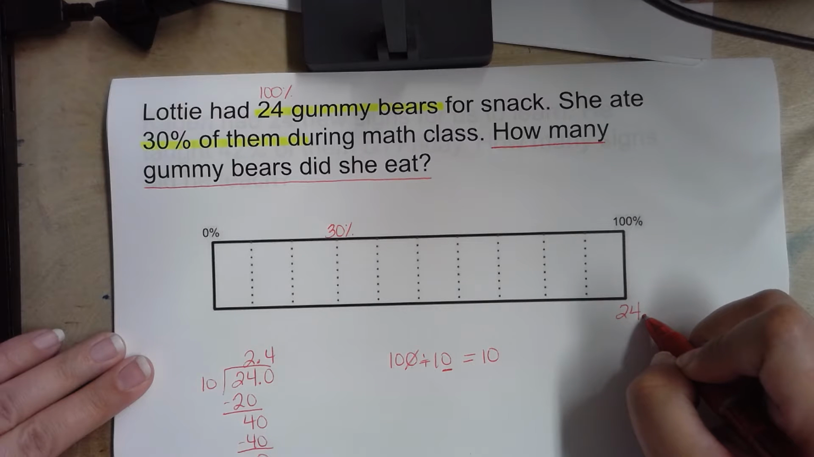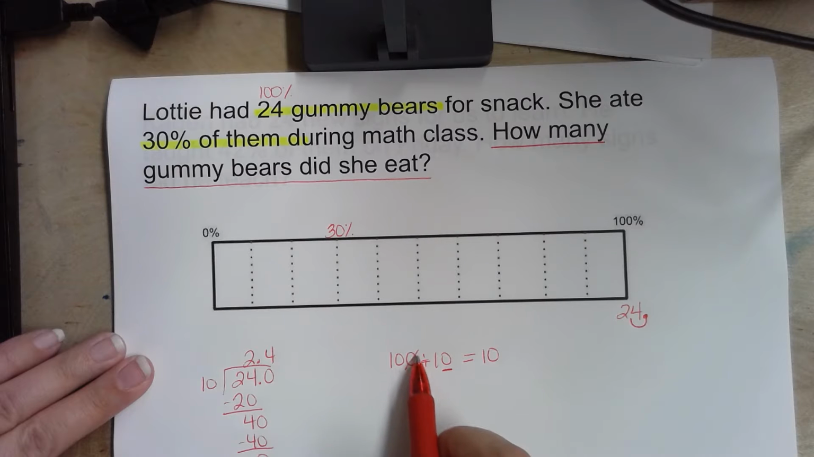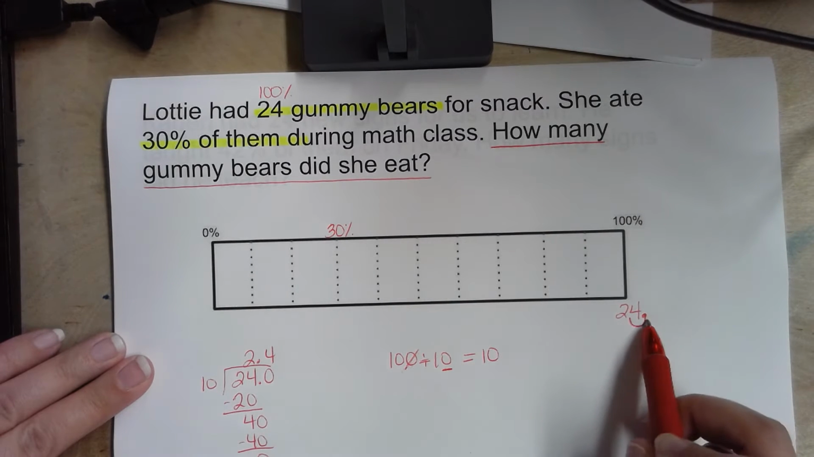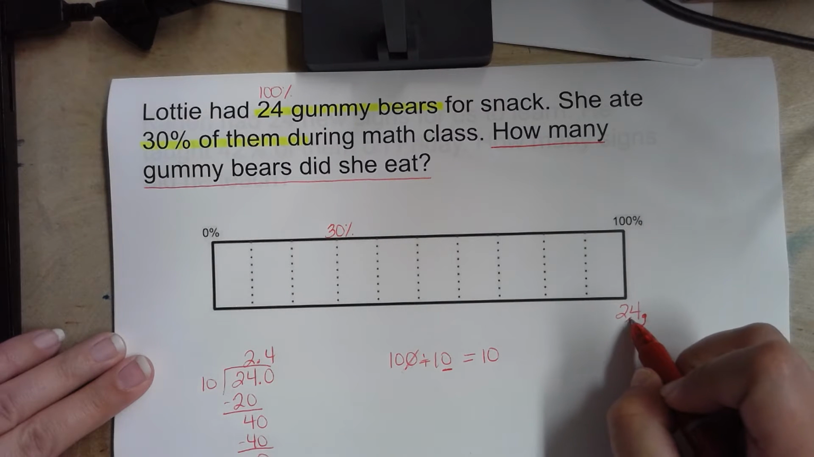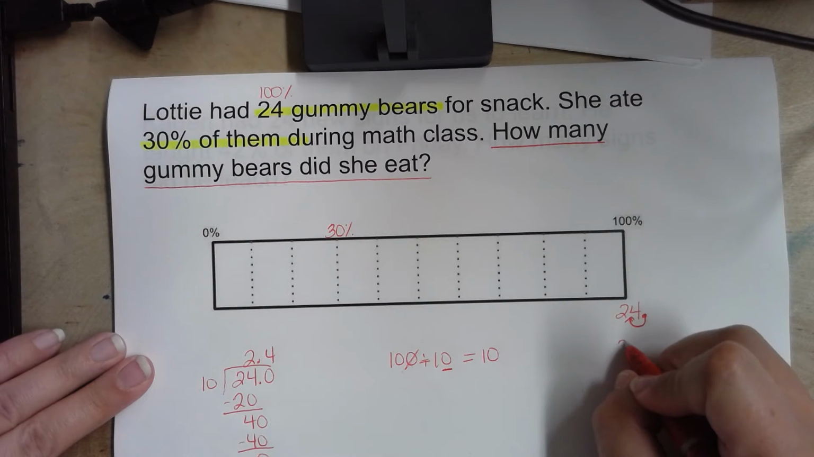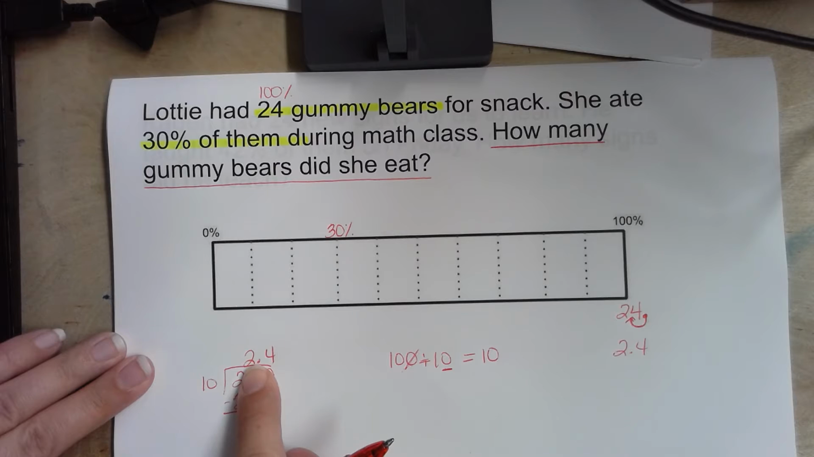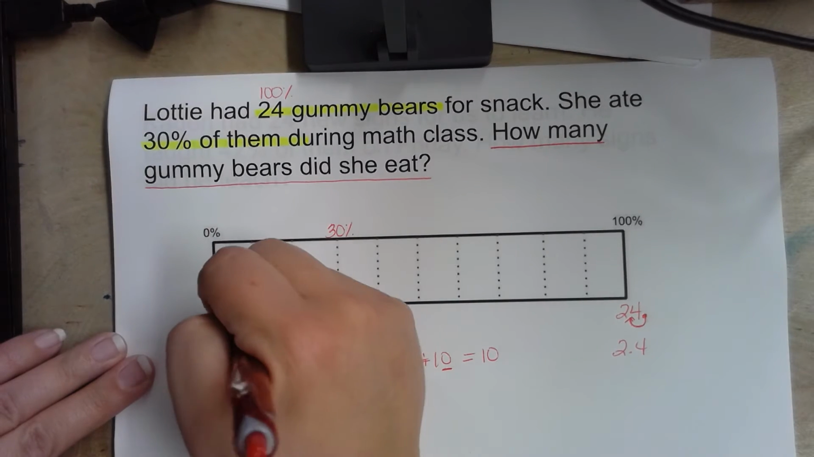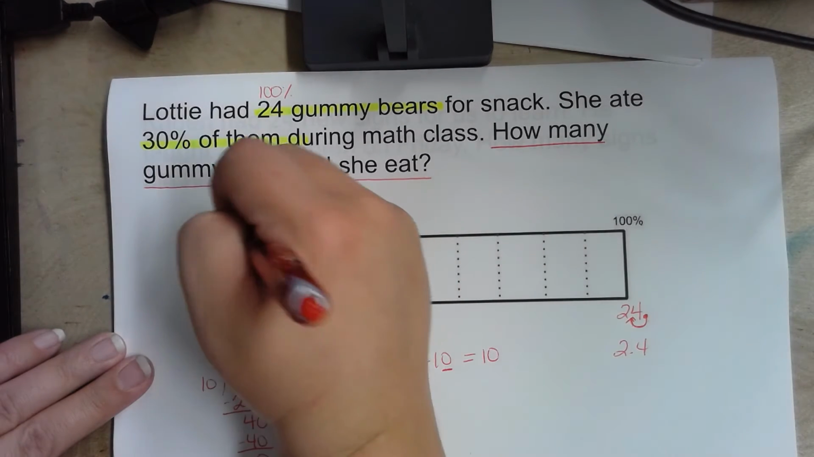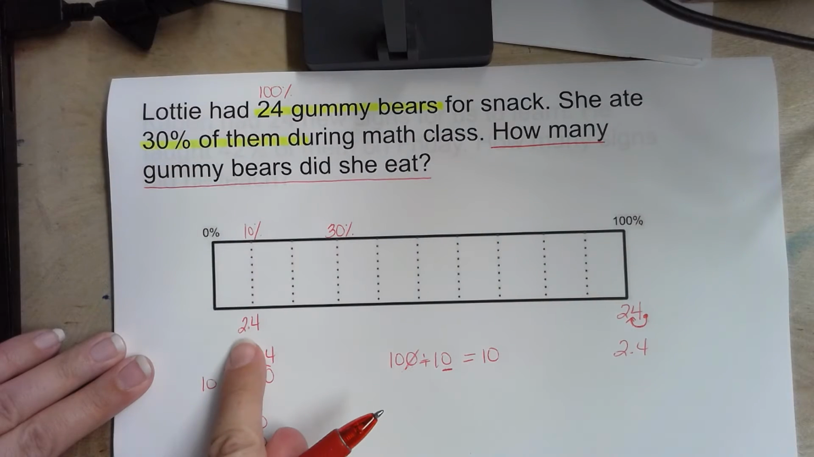We're going to move it one place value because we got rid of 1 0, so we're going to move it one place value. So that means the new decimal goes right there. That would make that number 2.4, just like this. Okay? So each one of these 10% lines is 2.4.